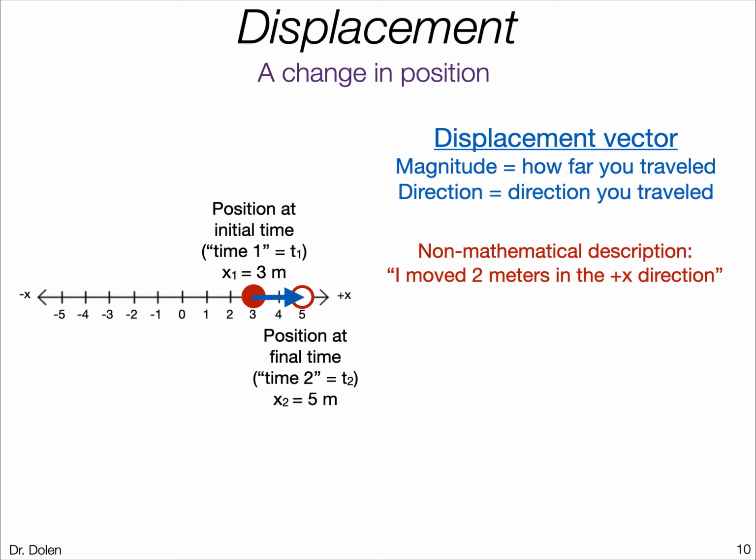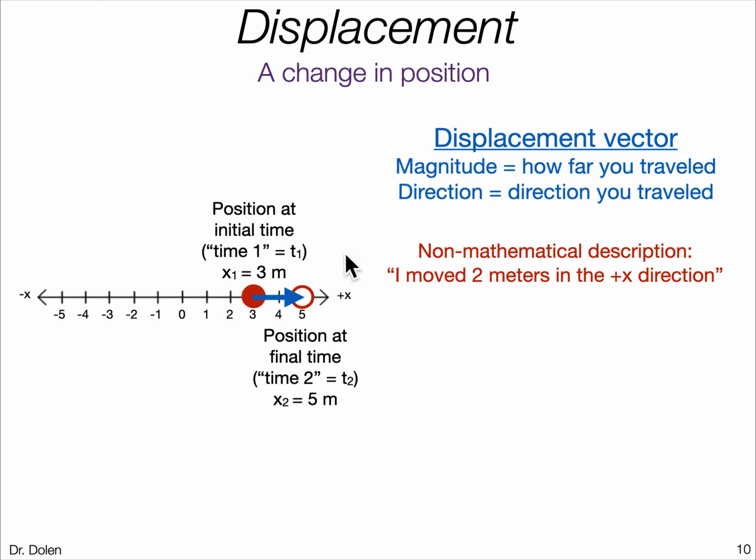Now let's define the displacement vector. All right, this is physics. Everything we're doing is based on vectors because we need to denote not just how far we've traveled, but also the direction. If I told you I moved 2 meters, that wouldn't tell you much. But if I told you I moved 2 meters in the positive x direction, that's a very useful statement to make. So that's why we're defining the displacement vector.